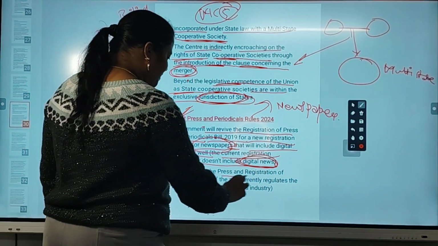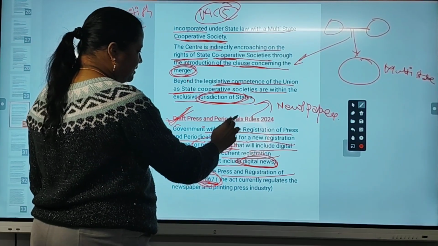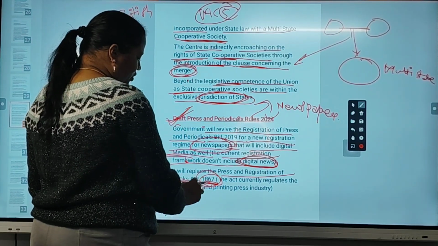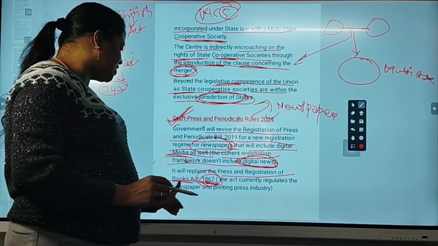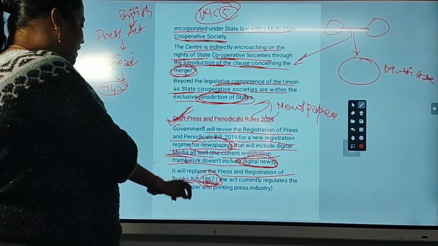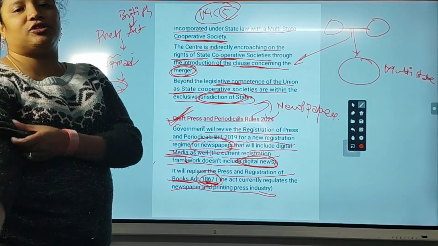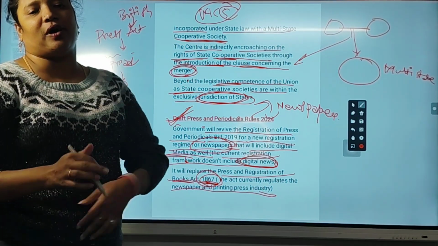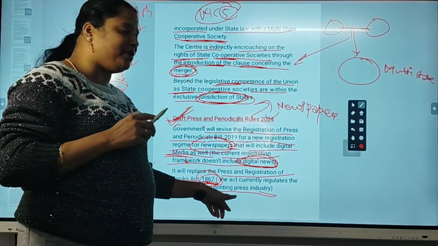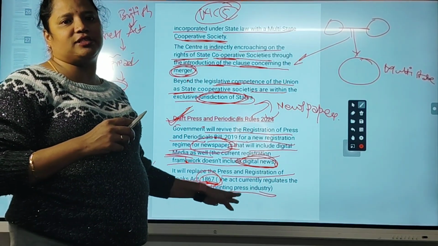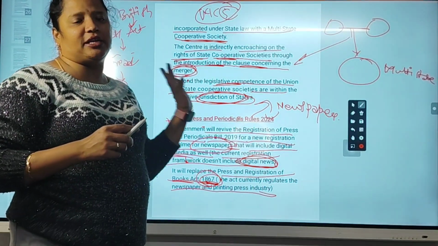It will replace the Press and Registration of Books Act, 1867. Now this 2024 Act is going to replace the 1867 Act, which regulates the newspaper and printing press industry. Since our government formed, there has been only one amendment regarding newspapers and the printing press. That act has not been amended since 1867, so the amendment has come now.